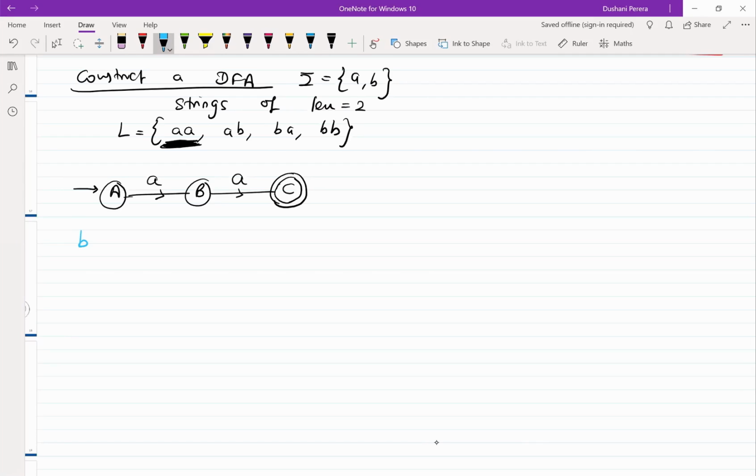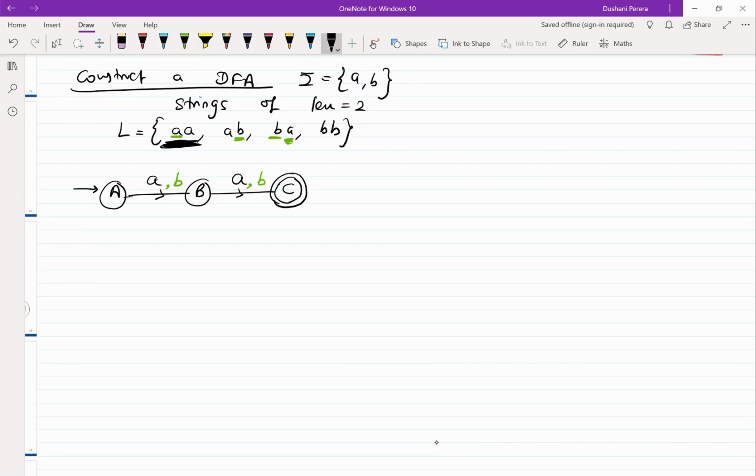Look, the first symbol that comes can be A or it can be B. So I need to have B also here, otherwise there's no way to take B. Then the second symbol that comes can also be A or B. Okay, second one also can be A or B. So I put that as well. Got it?